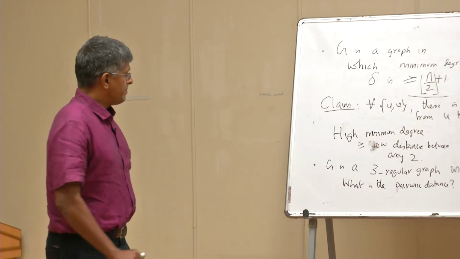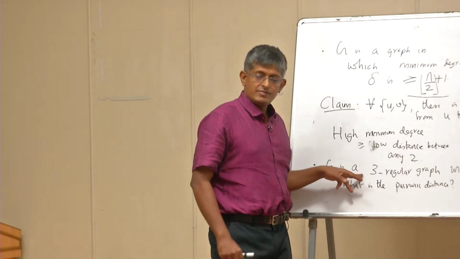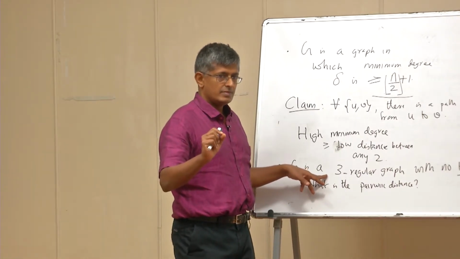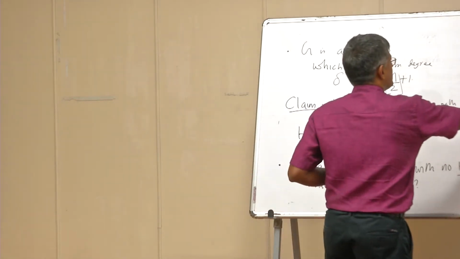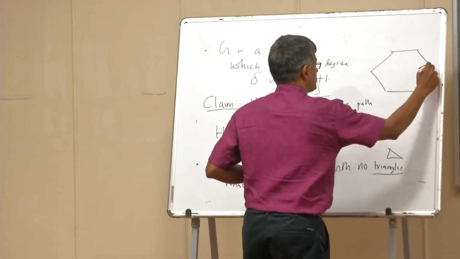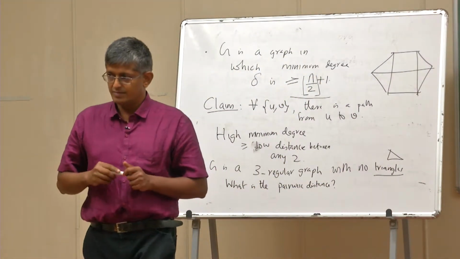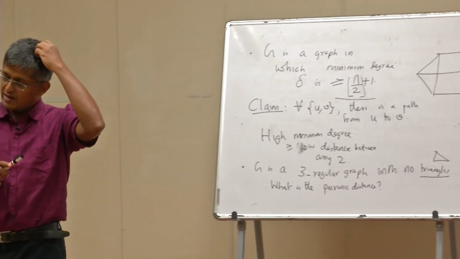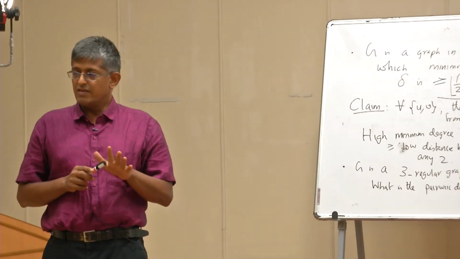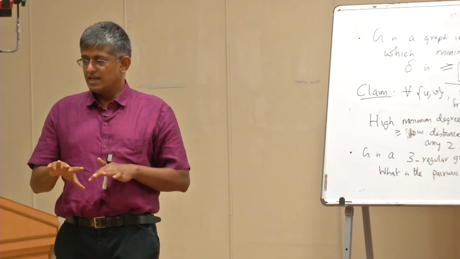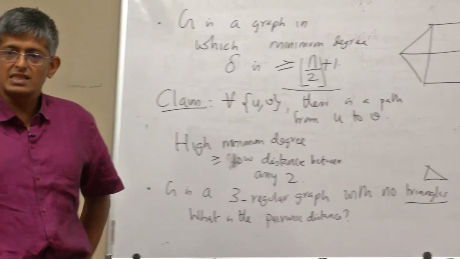But let's assume that the graph is 3 regular, which means that every vertex has degree exactly equal to 3. You should always try and construct simple examples to start with. So this is a graph in which every vertex has degree 3. Take an even cycle, and put a matching set of edges which are disjoint. Just increase everybody's degree by 1. What can you say about the pairwise distance in such a graph?